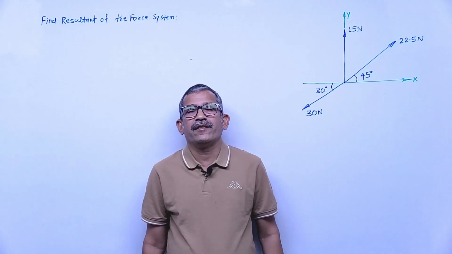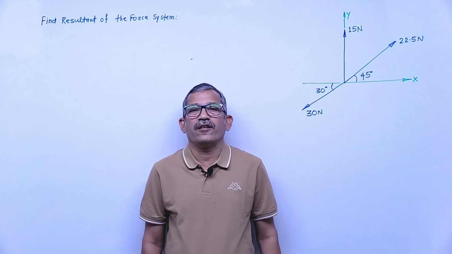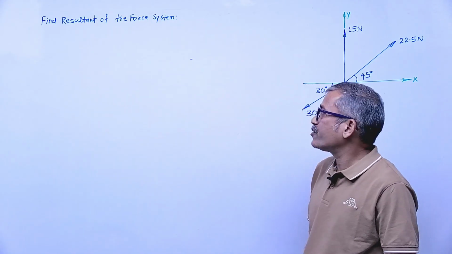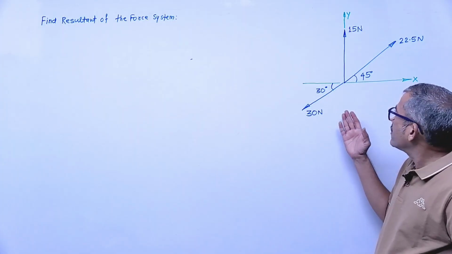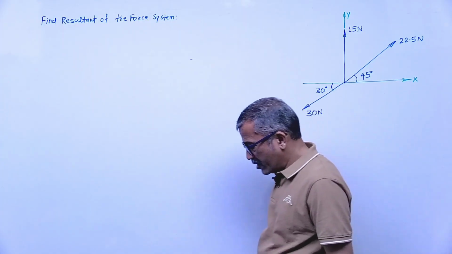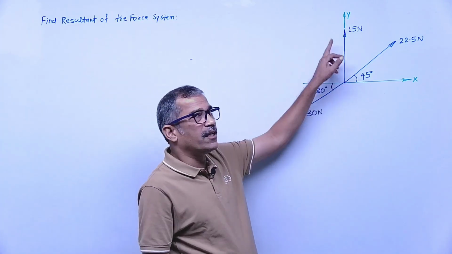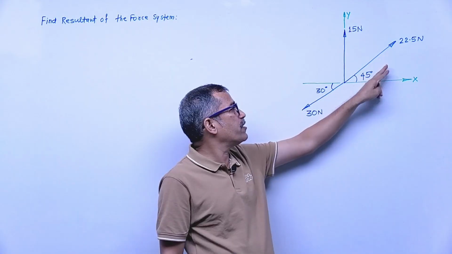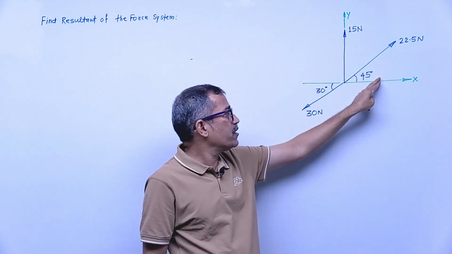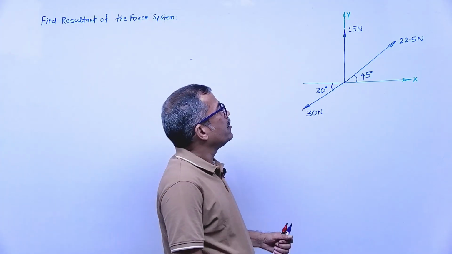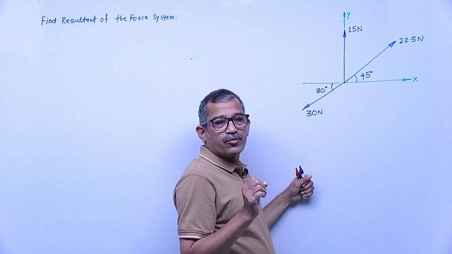Today in this lecture we will solve a problem of concurrent force system. See what is given: find the resultant of the given force system. Three forces are given, where two forces are inclined and one force is vertical: 15 Newton vertical, 22.5 Newton inclined at 45 degrees, and 30 Newton inclined at 30 degrees with horizontal. Now the inclined forces will be resolved.